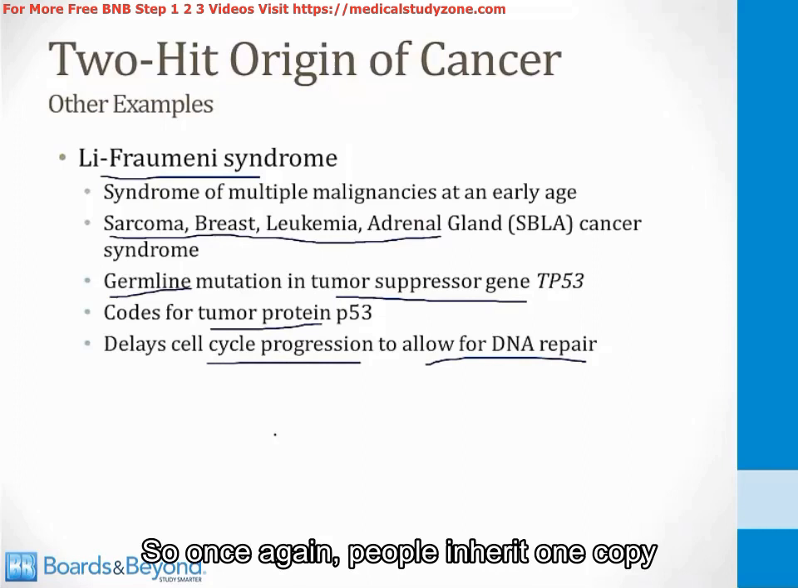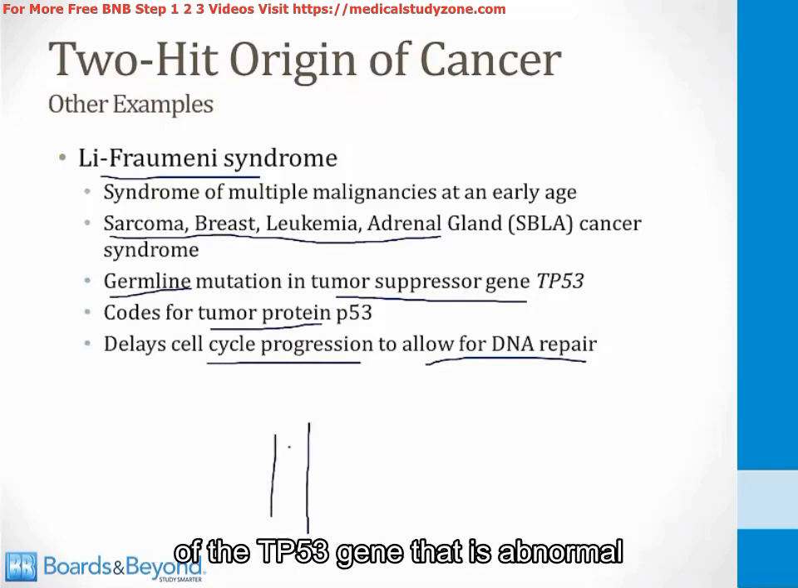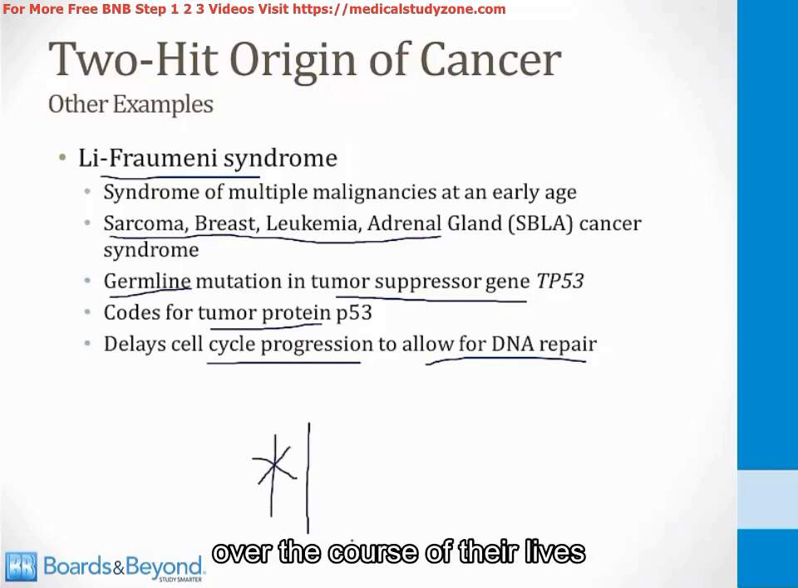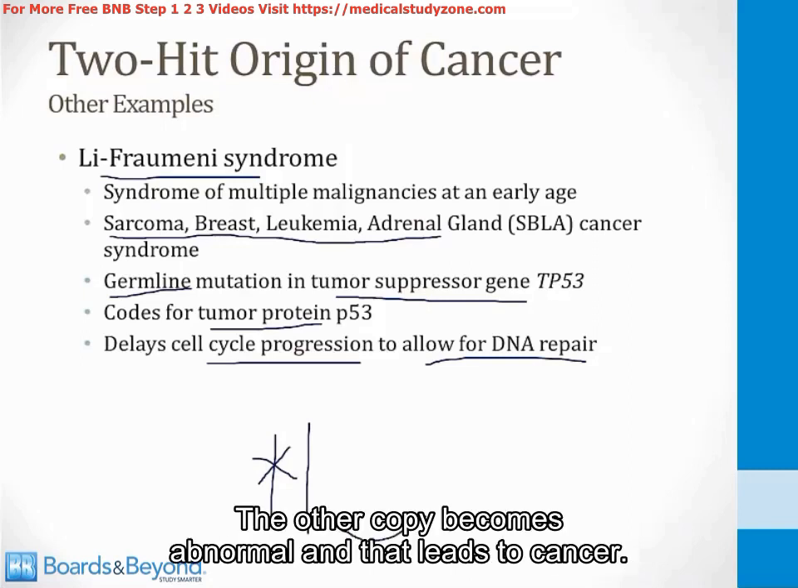So once again, people inherit one copy of the TP53 gene that is abnormal. Over the course of their lives, in some cells in their body, the other copy becomes abnormal, and that leads to cancer.